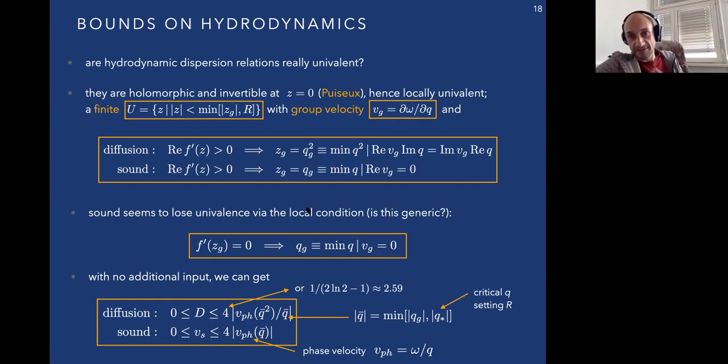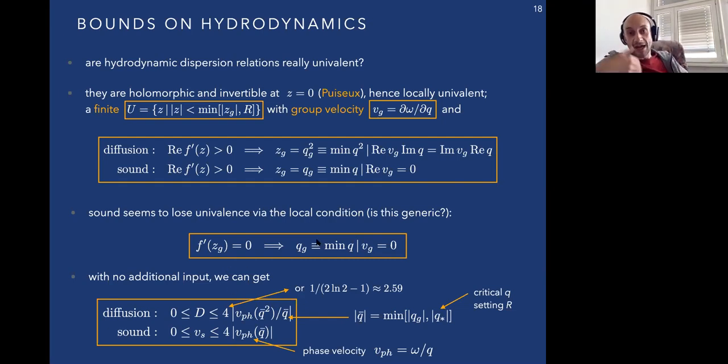what actually seems to happen, and I don't have a generic proof that this is the case, this is still missing in this business, is that the univalence of sound seems to die where the local condition is violated. So it happens somewhere that the group velocity in the complexified momentum space is 0, and at that point you lose local univalence, and therefore you lose global univalence as well.